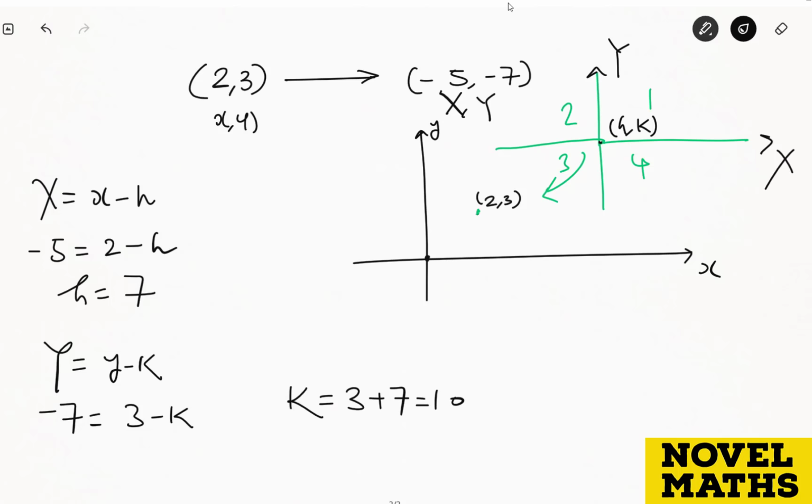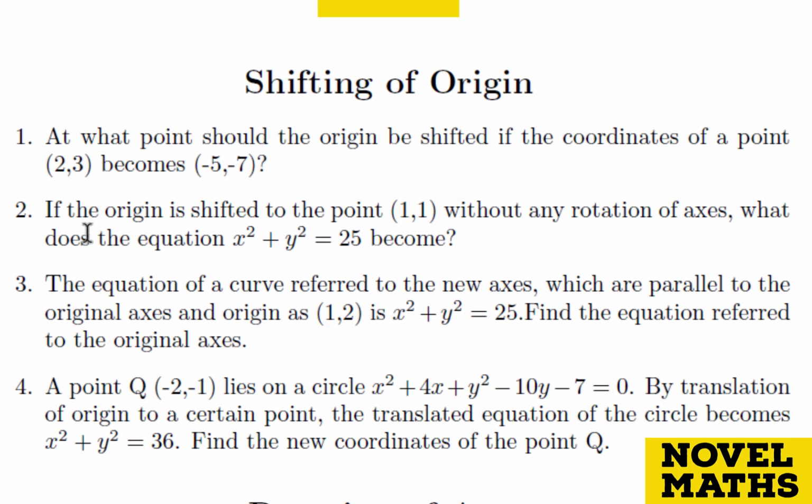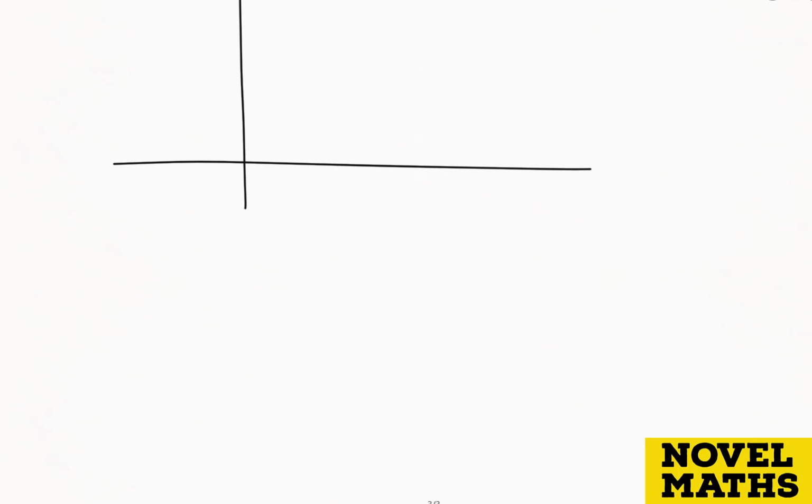Origin should be shifted at 7 and 10, that is h and k, and this is the answer. We'll move to the second question. If the origin is shifted to the point (1, 1) without any rotation of axes, what does the equation become? It says the origin is shifted to some point, 1 and 1. This is my new origin.